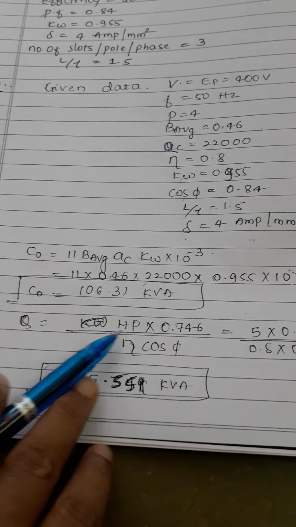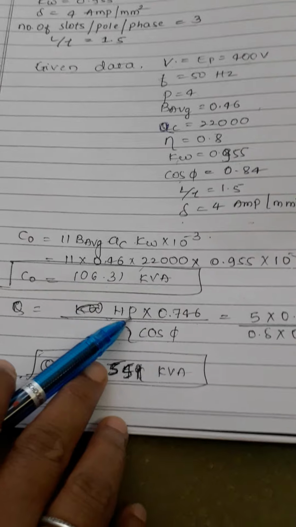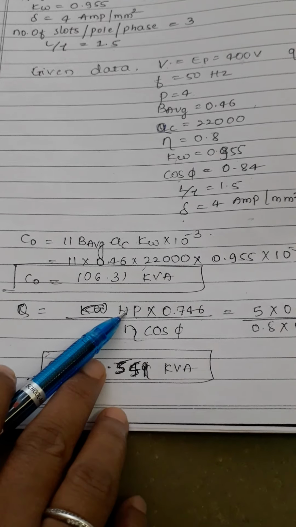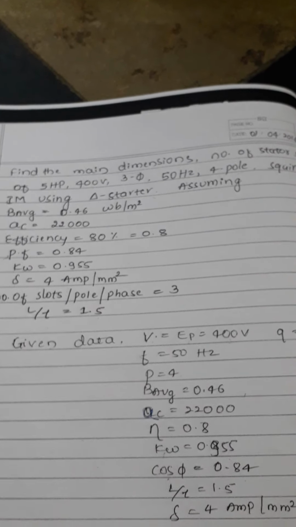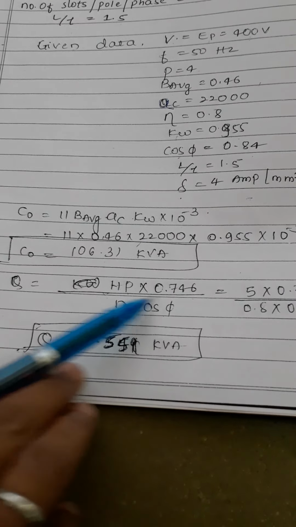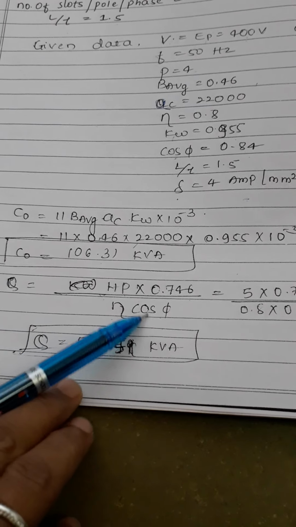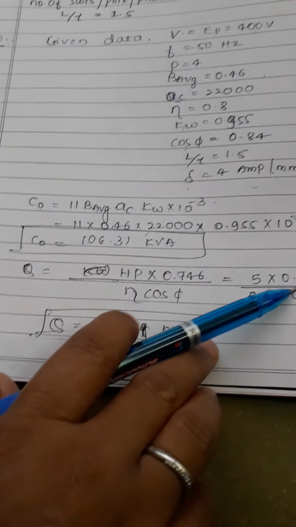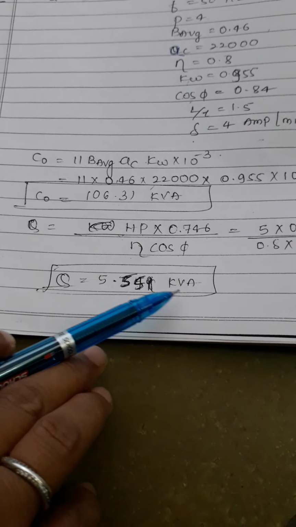Now Q is equal to, you are knowing this formula also, kVA is HP into HP. It is given in horsepower. Motor is given in horsepower. If it is in horsepower, we have to multiply by 0.746 divided by efficiency and cos phi. So if you substitute these values, you will get Q is equal to 5.55 kVA.